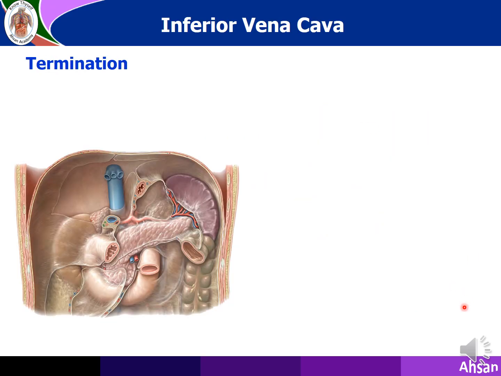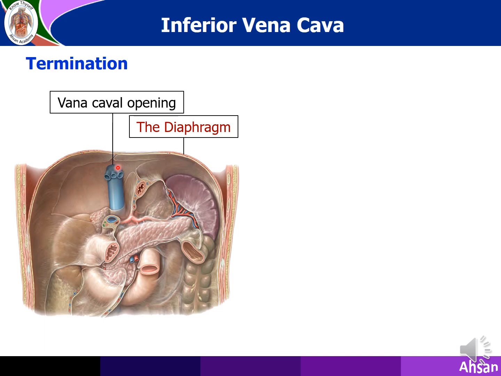So the abdominal part of the vena cava passes through the diaphragm. This is the diaphragm. You can see there is the vena caval opening, also known as the caval opening of the diaphragm. So it passes through this and becomes the thoracic part. But the thoracic part is very small.